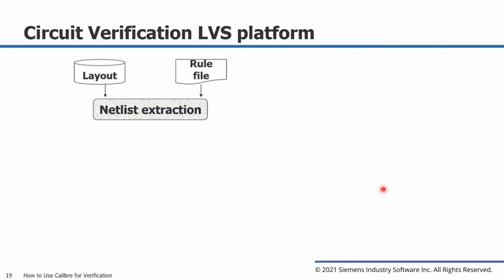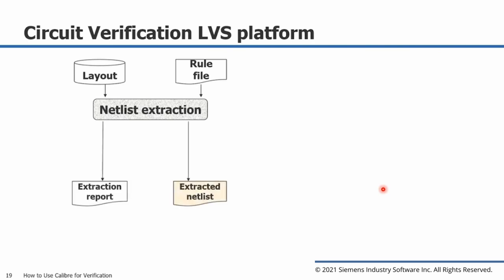Run LVS as if you run ERC. Input, you just need input and output file. Here you just have layout, rule file, and at the end you can have the extraction report and extracted netlist.